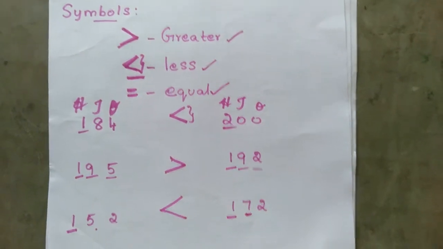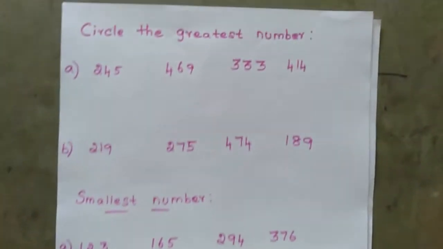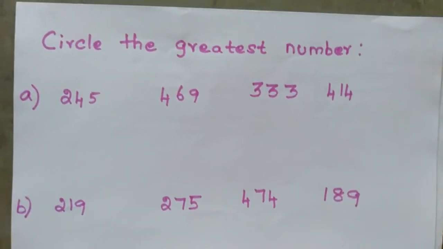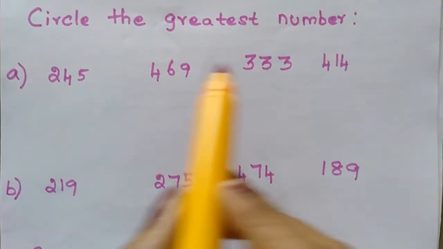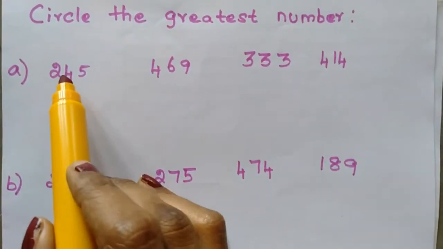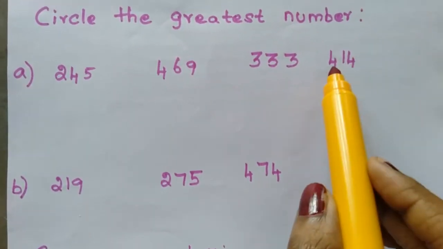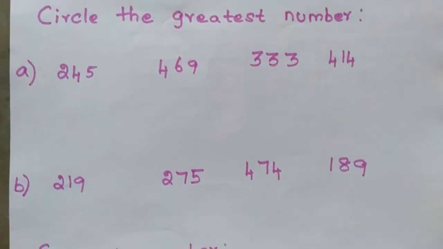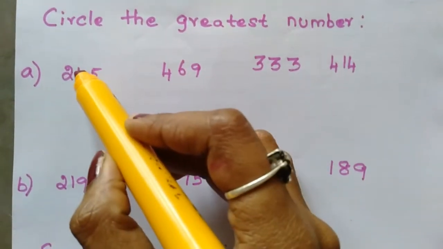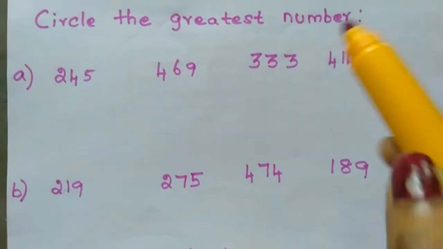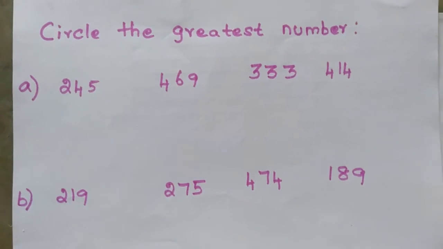The symbols. Then next, circle the greatest number. Here also, see, 4 numbers are given: 245, 469, 333, 414. These 4 numbers are 3-digit numbers. Yes, this is a 3-digit, this is a 3-digit, this is a 3-digit, this is a 3-digit. All the numbers are 3-digit numbers.